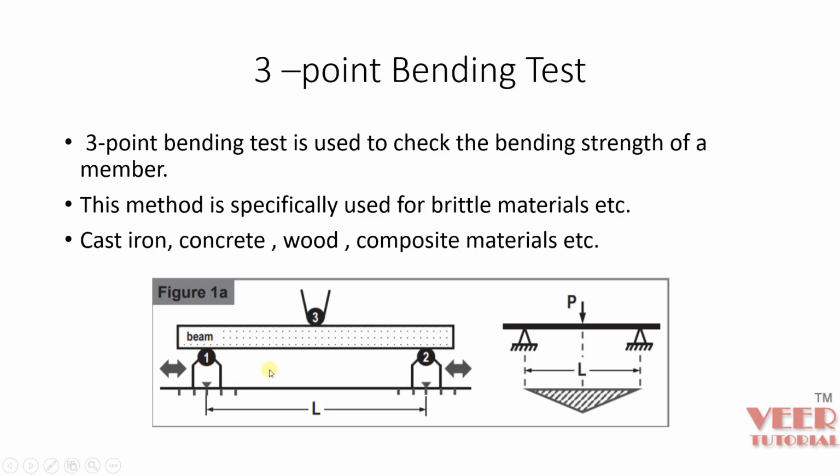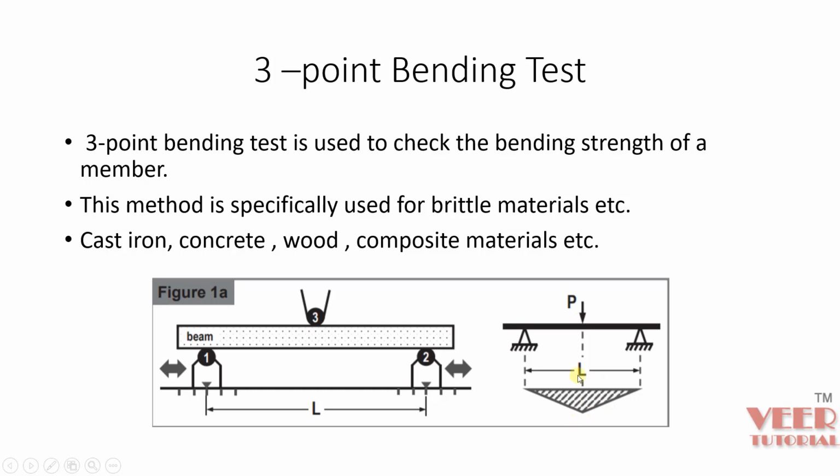So here is a preview of the 3-point bending test. In this test, basically, we take the specimen in the form of a beam. The length of this beam is very long compared to the other dimensions. This beam is supported by two rollers, roller 1 and roller 2, and then the force is applied from roller 3 at the midpoint. Here we can see the preview: support is given here and the load P is applied.